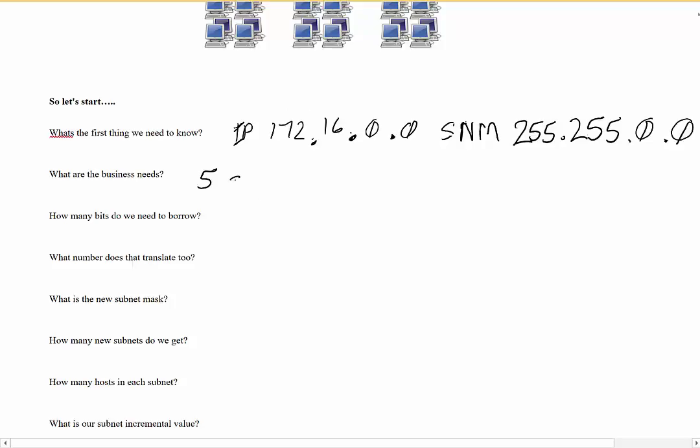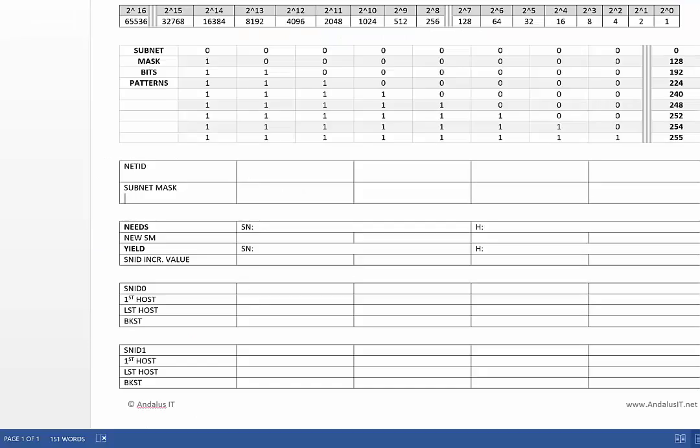So let's go with 5 subnetworks. All right, now how many bits do we need to borrow? Well, let's look back at our TCP/IP cheat sheet. If I want to create 5 subnets, how many bits do I need to borrow?